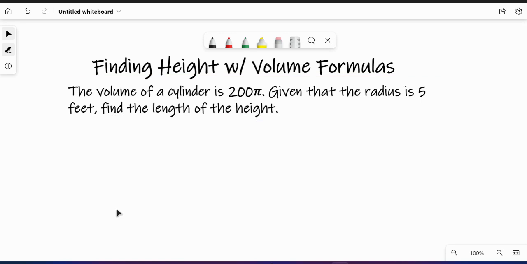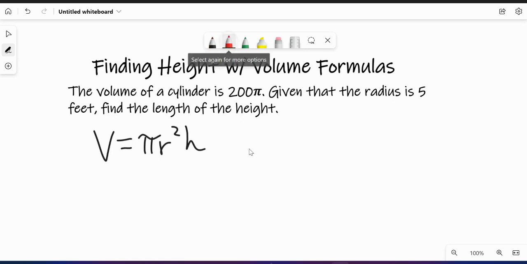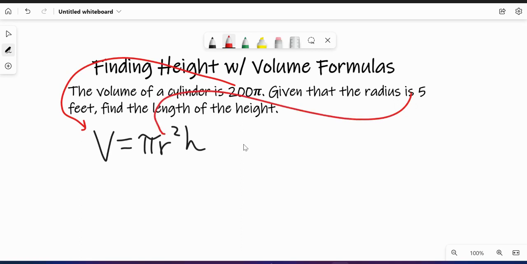First of all, I'm going to start with my volume formula of a cylinder, which is pi r squared h. Then I plug in appropriately. We have 200 pi, that's going to go in for my volume. The radius is 5, and I have to solve for the height. So I have 200 pi equals pi times 5 squared times the height.